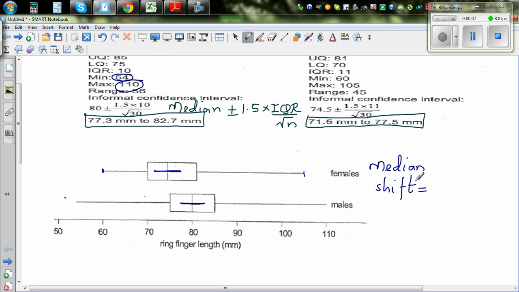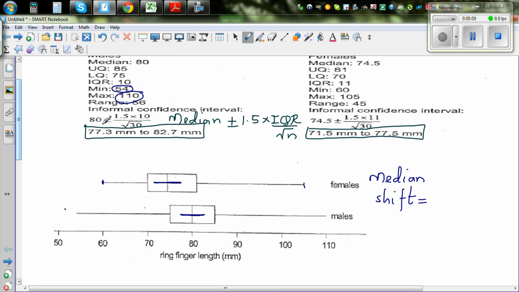So for males, the median is 80, and for females it is 74.5. So the median shift, or the difference between the medians, is 80 minus 74.5, which is 5.5 millimeters.